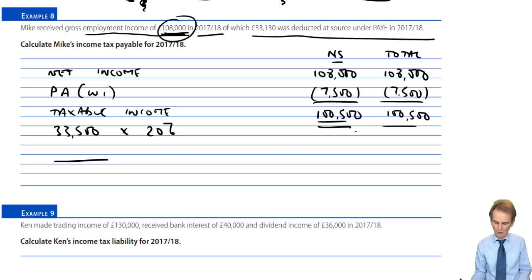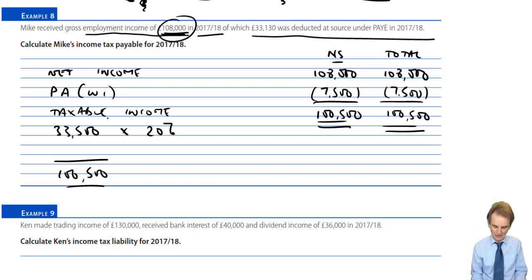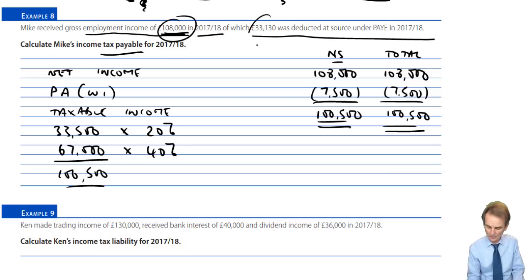How much are we taxing overall? £100,500. So we've got 33,500 already assessed. Take that away from 100,500, and I think we're looking at some £67,000, all in the higher rate band of 40%. And you calculate your tax liability accordingly. Given that they want here income tax payable, then we know that that PAYE figure would then have to be deducted from that.